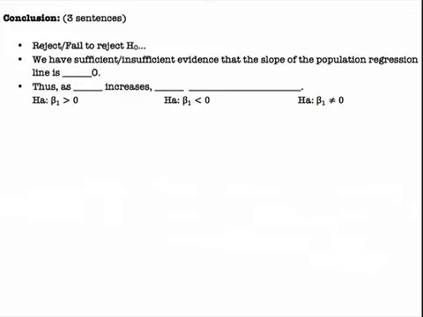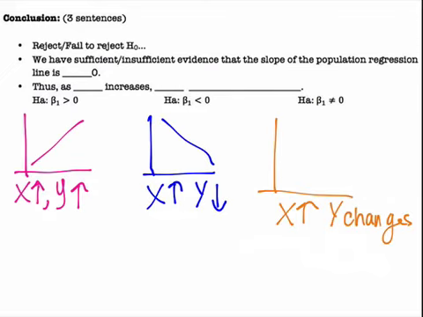Alright, our conclusion is going to be 3 sentences. We reject or we fail to reject the null hypothesis because our p-value is less than or greater than our alpha. We have sufficient or insufficient evidence that the slope of the population regression line is less than, greater than, or not equal to 0. Thus, as x increases, y either increases, decreases, or doesn't change. So as x increases, y increases will look something like this. As x increases, y decreases looks something like this. And as x increases, y changes would just look a little different.